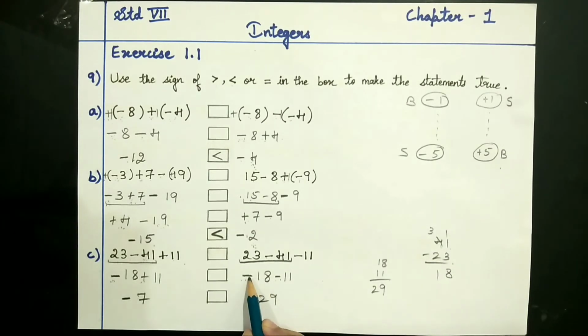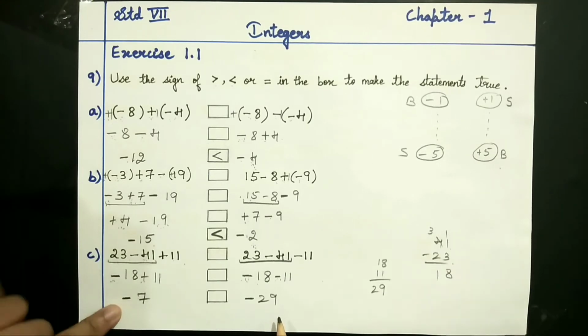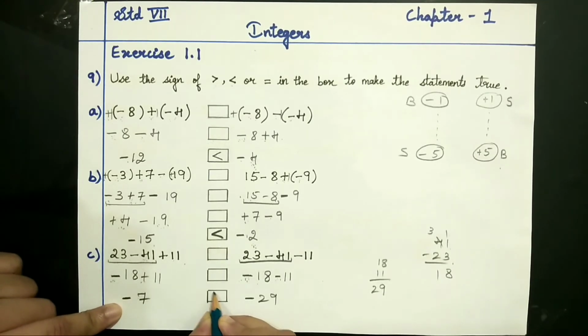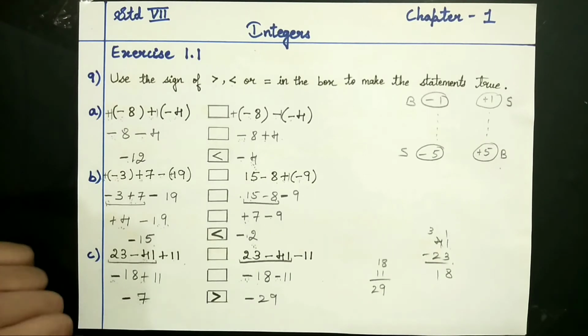Okay, so which sign do you have to put? You have to put the sign of the greater number. 18 is having minus sign, so let me put here minus. Okay, now which number is bigger here? Minus 7 or minus 29? Minus 7, right? So you have to put like this. This is greater here. Minus 7 is greater. So you have to open like this here. Okay, and this becomes smaller.